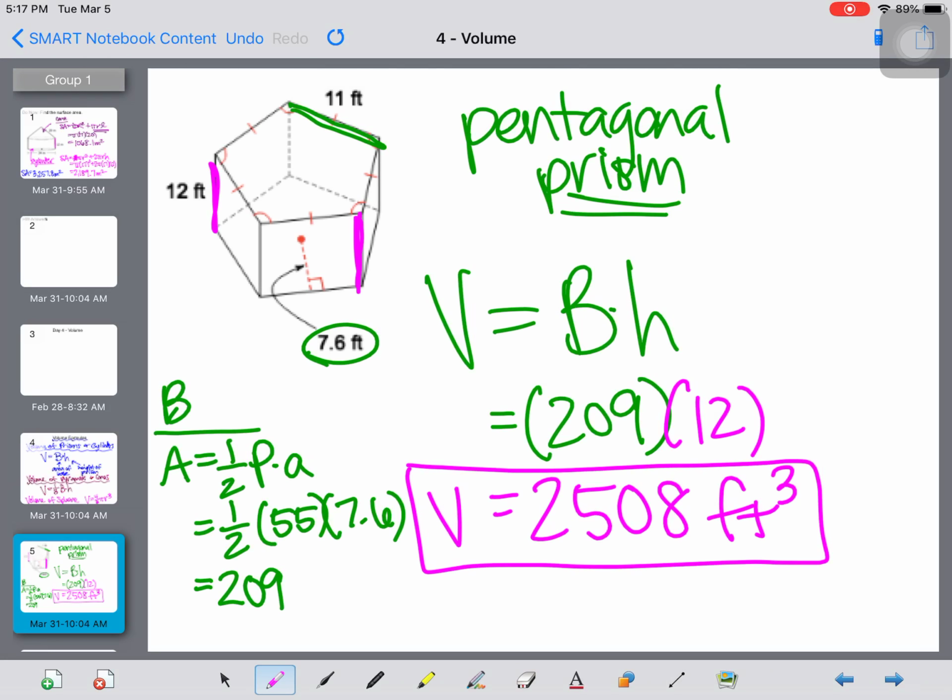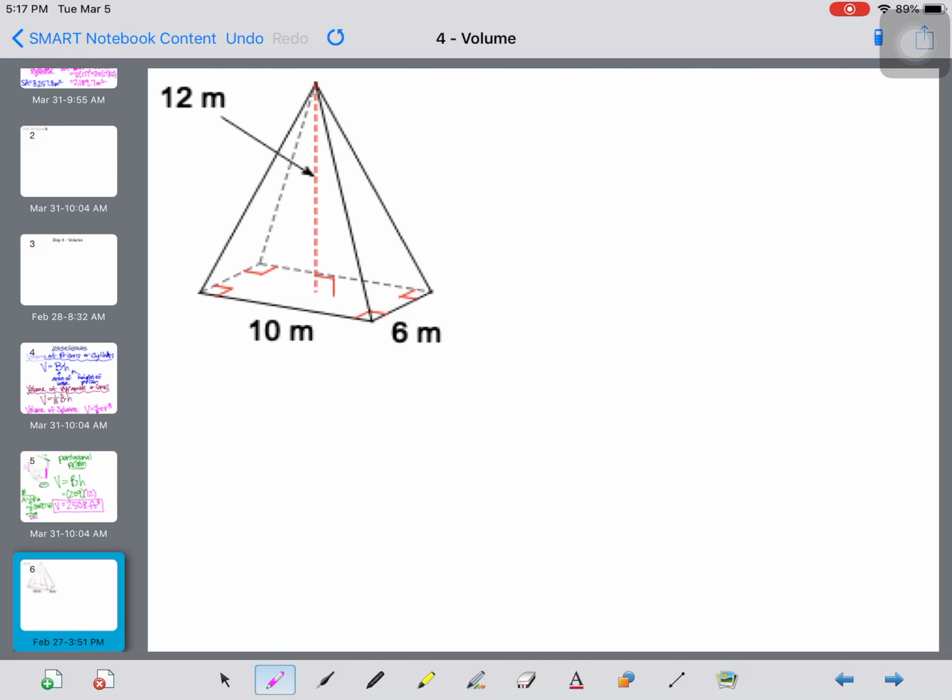Okay, what it figured out for us is if I stacked this area of the base, the 209, 12 feet tall, how much volume would it be? And that's the 2,508. So I'm stacking those pentagons and figuring out how much space is in there. Okay, make sure that that makes sense and then go on to the next one. If it doesn't, feel free to go back and listen again. And we're going to try this one.